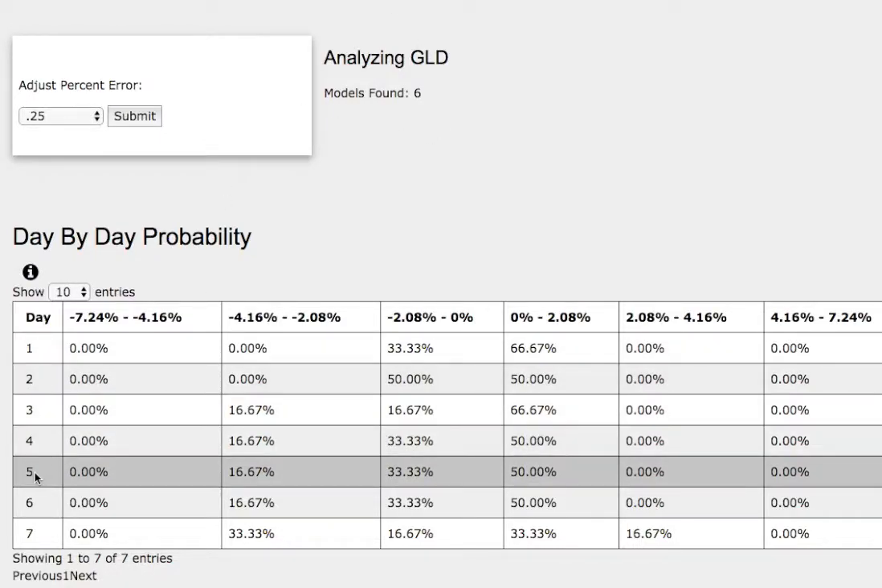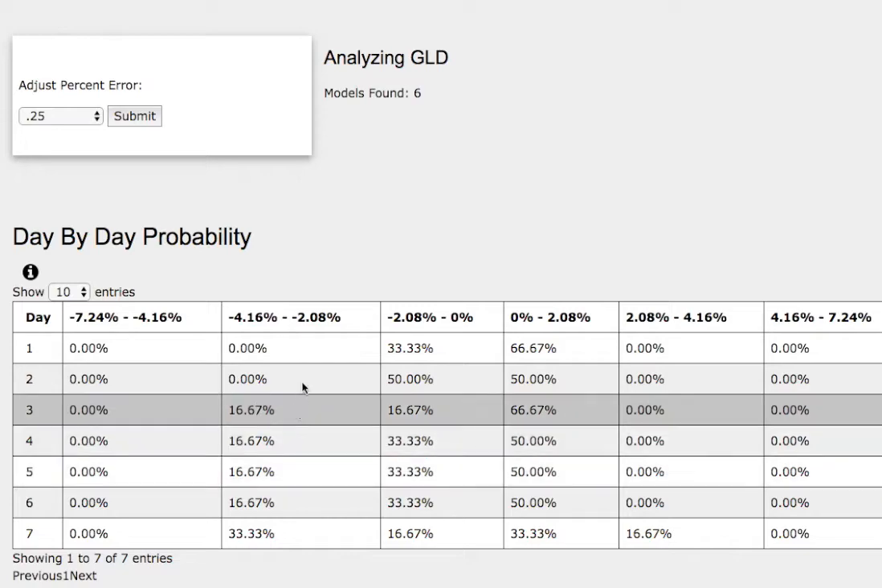As we progress to the 5th day or week of trading, we have a 50% chance for gold futures to climb between 0 to 2%, and to the downside, we have a 33% chance for it to fall between 0 to negative 2%. And a further extreme case to the downside, a 17% chance to fall between negative 2% to negative 4.2%.